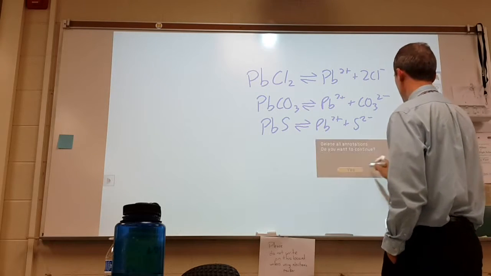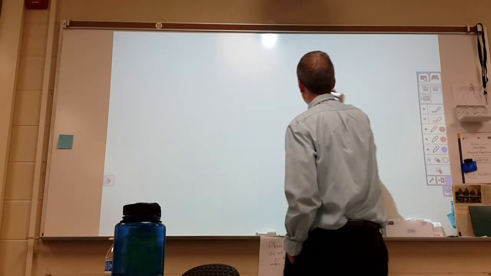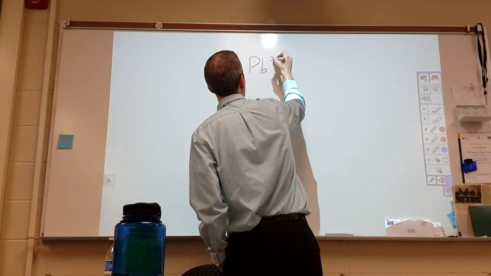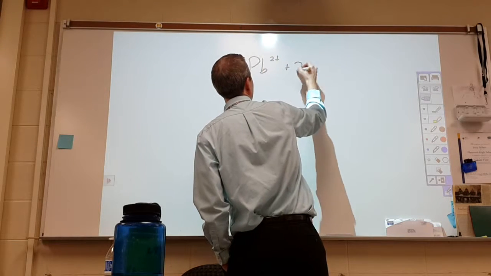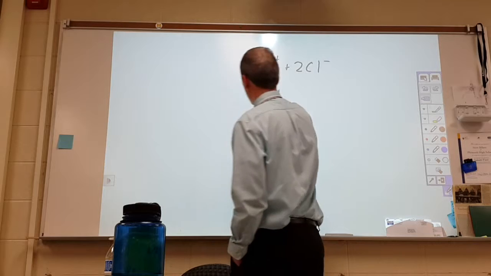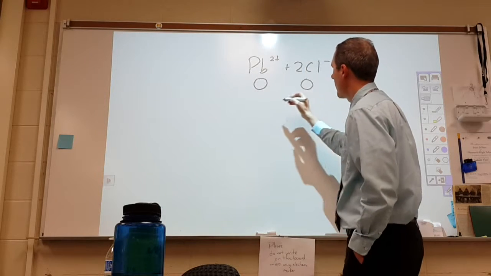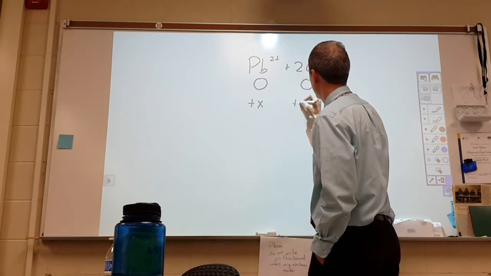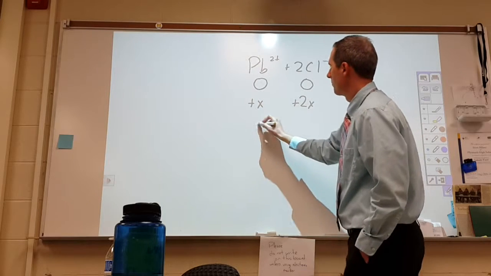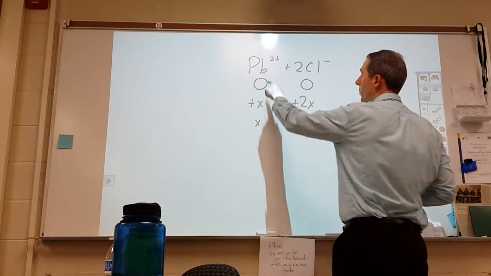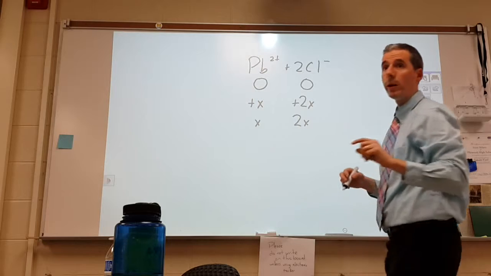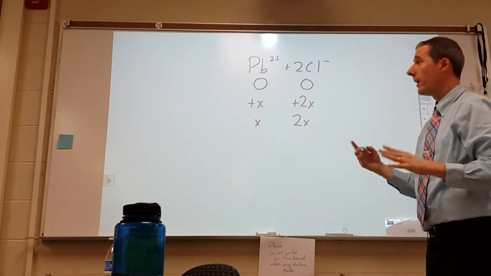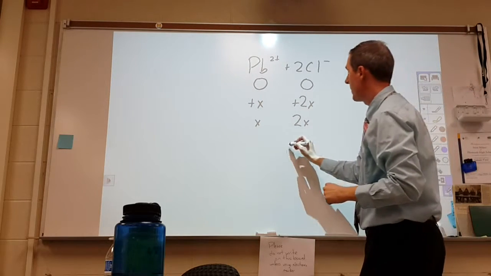One is, let me do the whole thing again. Now, instead of forming x and x, you're going to form x and 2x, because every one lead is accompanied with 2 chlorides. True? And then the other thing is your K expression is now going to be different.